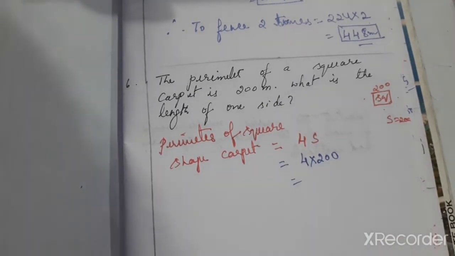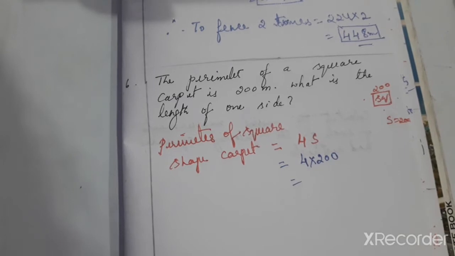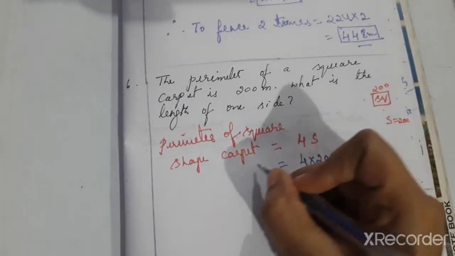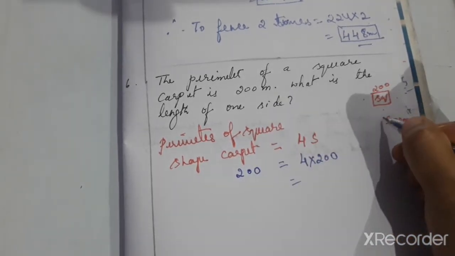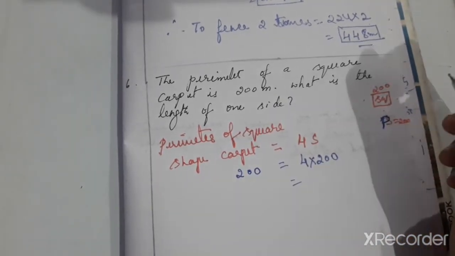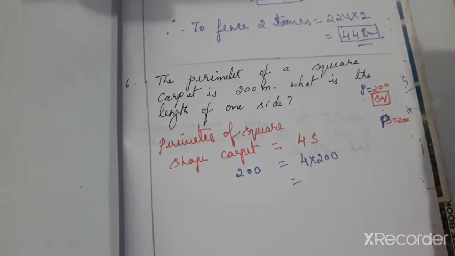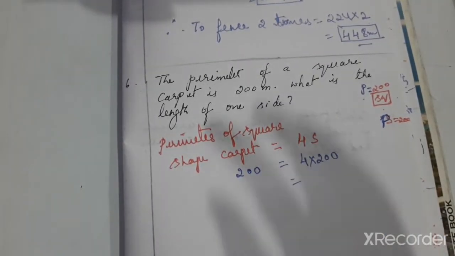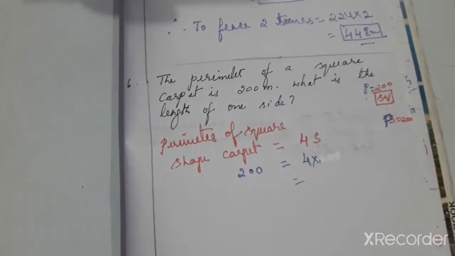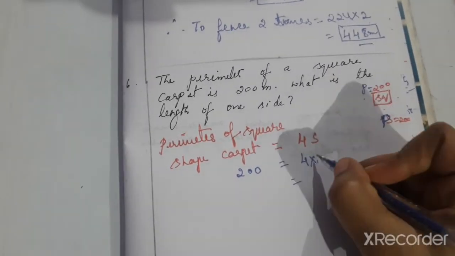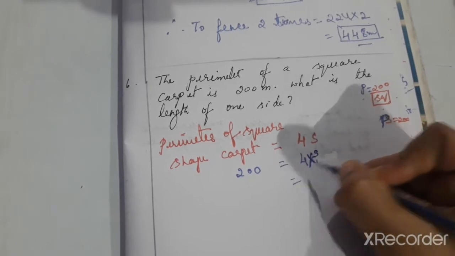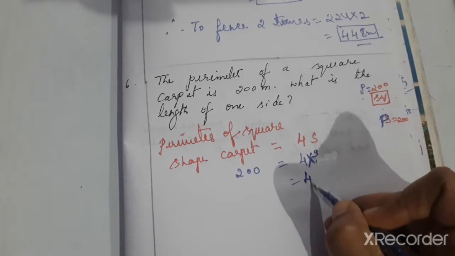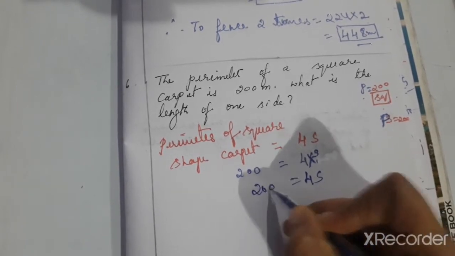No, here the perimeter of the square carpet is 200 meter. What is the length of one side? So here the perimeter is given, the perimeter is 200. We have to find the length of one side. Now the perimeter is 4 into S, so 4S is 200.